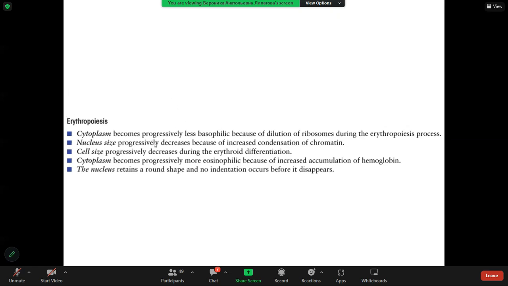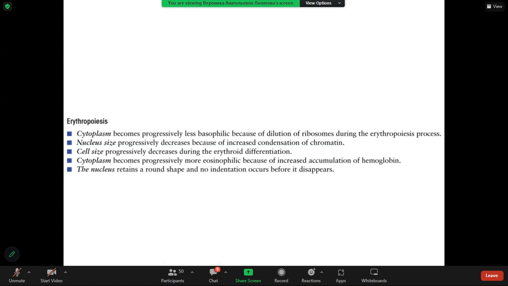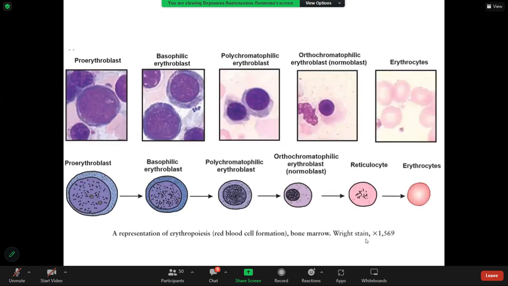For erythropoiesis, features of erythropoiesis: cytoplasm becomes progressively less basophilic because of dilution of ribosome. Nucleus size decreases, cell size decreases, cytoplasm becomes more and more acidophilic. I explained everything. We can see this description again after my explanation. Here is a photo, and this is drawing of the same process.